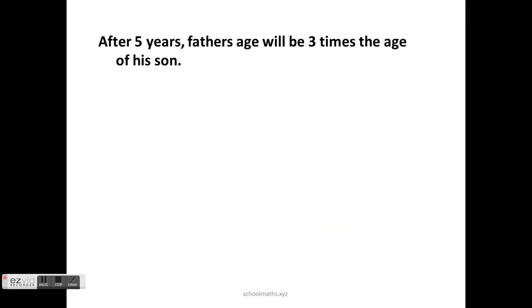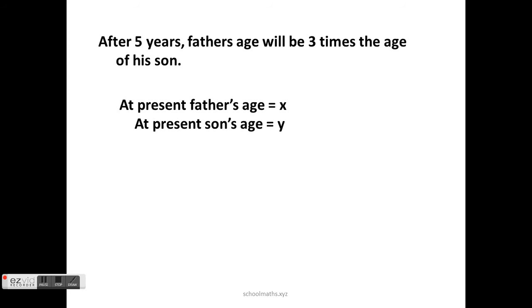After 5 years, the father's age will be 3 times the age of his son. We will take the present ages as x and y. The present age of the father is x, the son's age is y. After 5 years, the father's age will be 3 times the son's age. See the step: father's age equals 3 into son's age. Now substitute x and y.